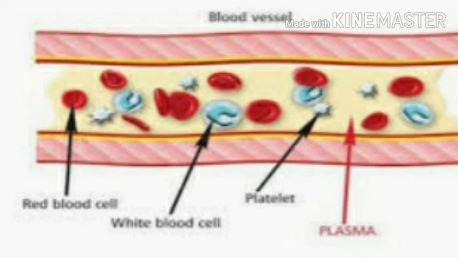They are minute, disc-shaped fragments in mammalian blood. Platelets are formed as fragments of larger cells called megakaryocytes, found in red bone marrow. They have no nucleus. They play an important role in blood clotting.